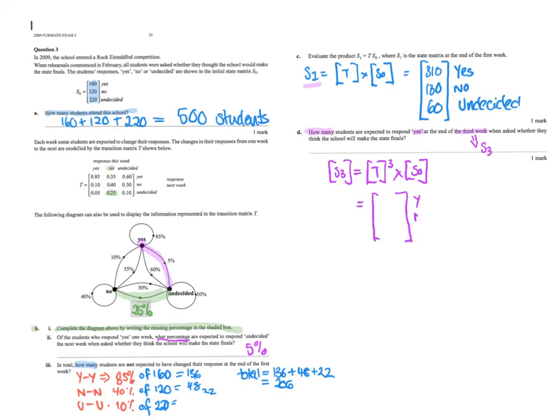It'll be yes, no, undecided. So we'll do that on the calc. Okay, so we've worked that out, but the question was just for yes. So how many? So 361 for that.